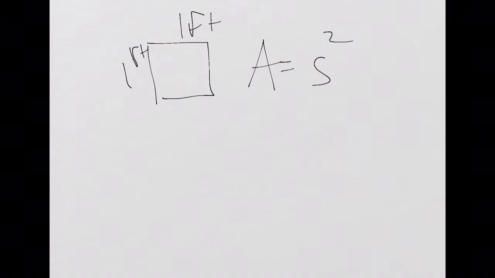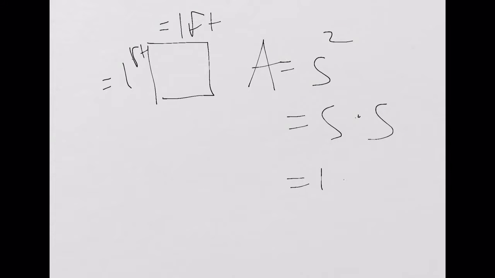Alright, and so one of the problems that we talked about: 1 square foot. So if this is 1 foot and this is 1 foot, if I was finding the area of a square, the formula is side squared, or just side times side. So in this case, since each side is equal to 1, I just get 1 times 1, which is 1, and my units are going to be squared.